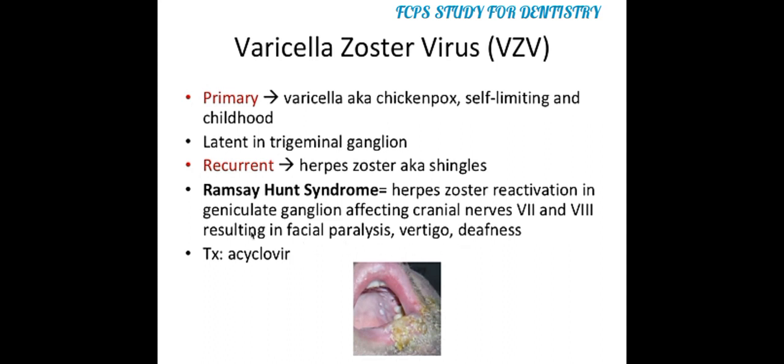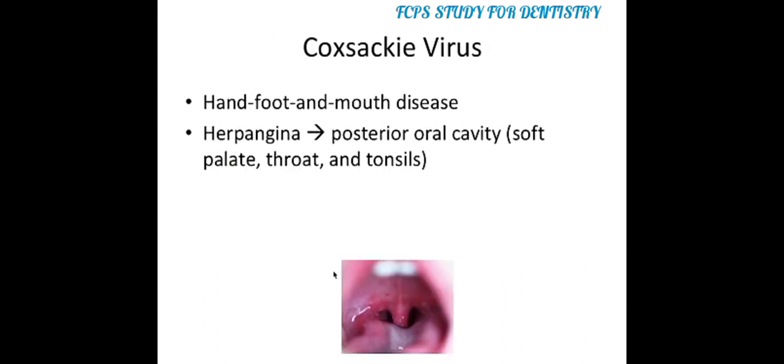And so you can see, if you remember 7 and 8, you can see how facial paralysis, vertigo with your balance, and deafness with your hearing all sort of correlate pretty well with the cranial nerves that this virus is affecting. Again, treatment with acyclovir is common.